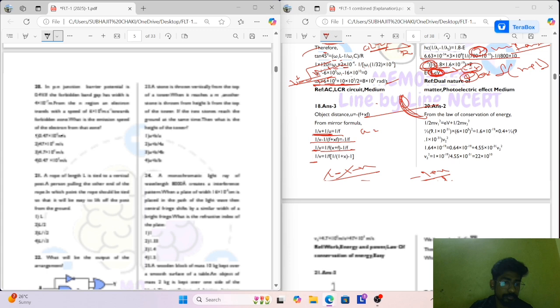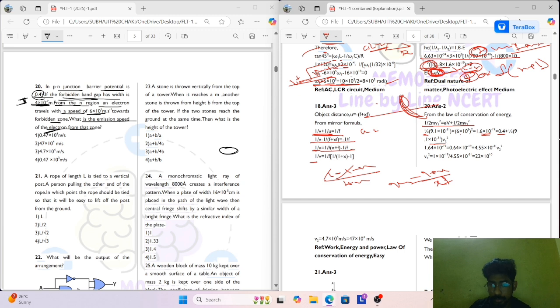So put the value of v1. v1 is given as 6 into 10 to the power 5. The mass of the electron is 9.1 into 10 to the power minus 31, and the voltage is given as 0.4 volt. Now you can calculate this. This is equal to 36 into 10 to the power 10. 36 into 9 means 36 divided by 2 is 18, and 18 nines are 162.